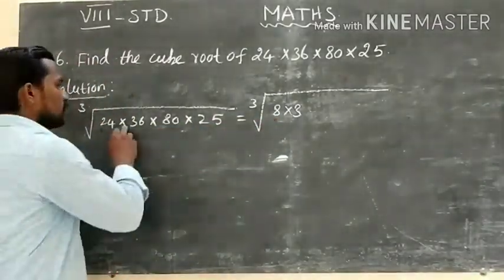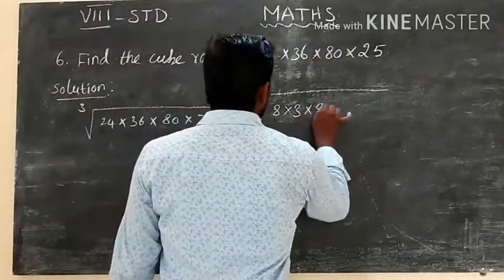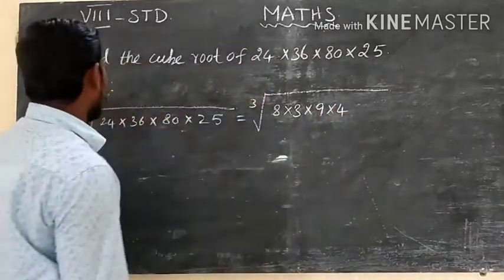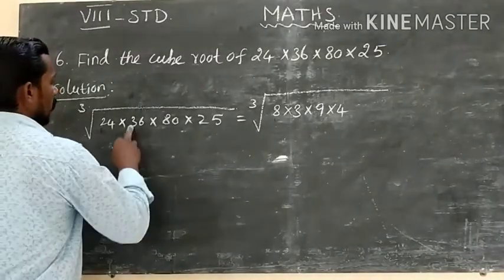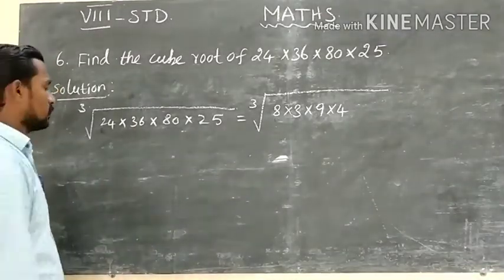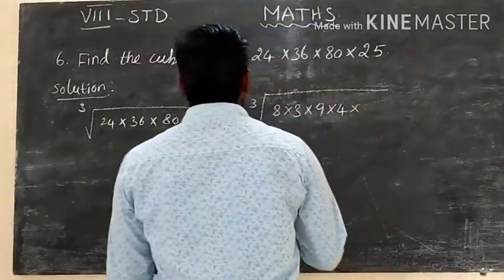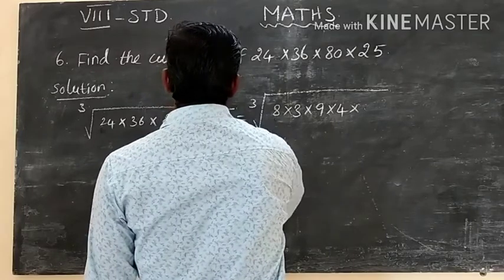So 8 into 3, and this is multiplied by 9 4s are 36. 9 and 4 are square numbers only. Okay, so 9 4s are 36. Then this is for 80 into 25.